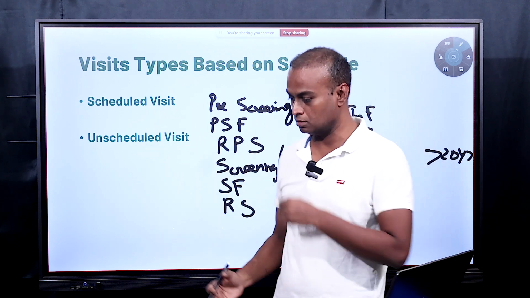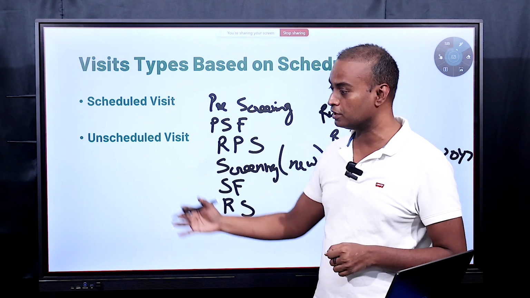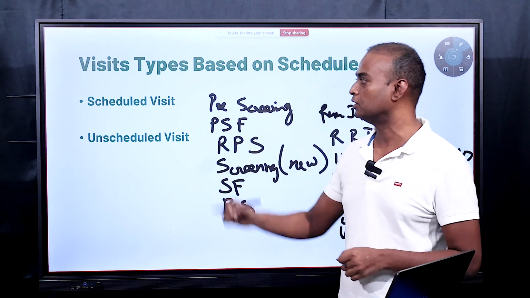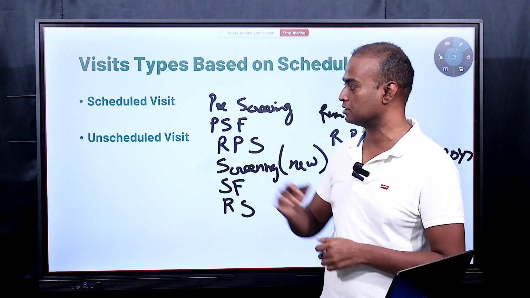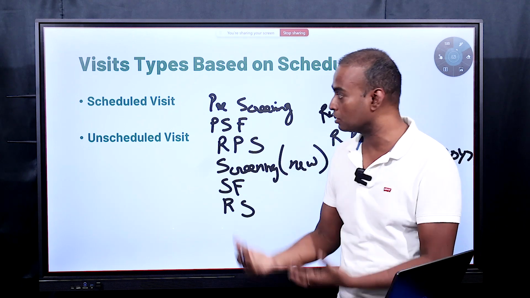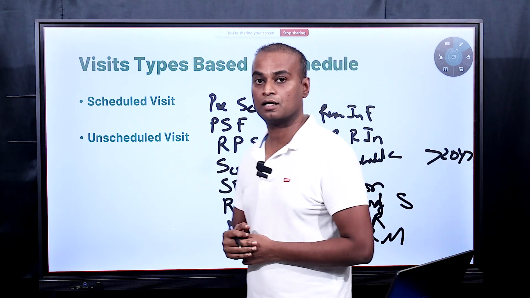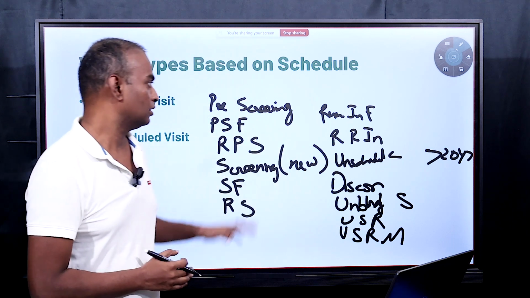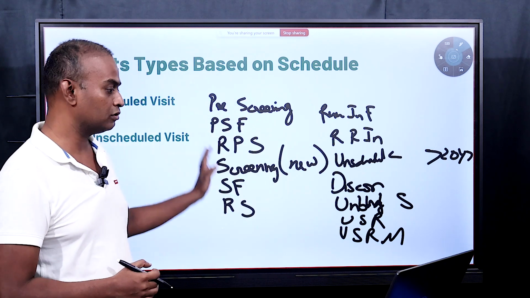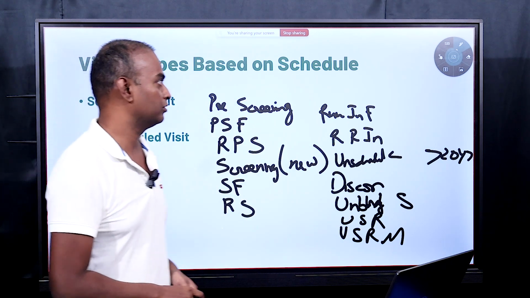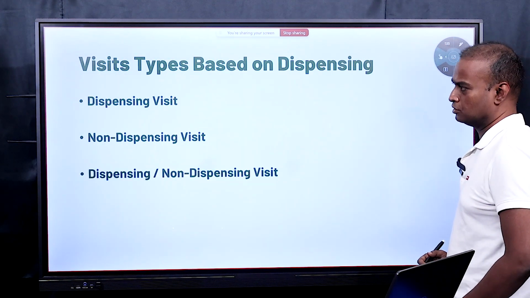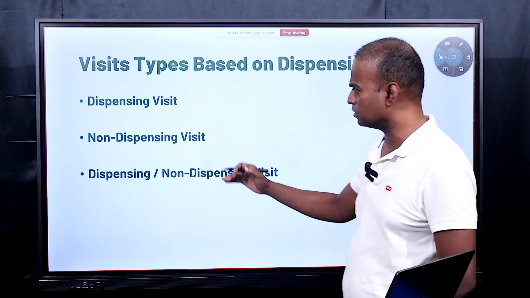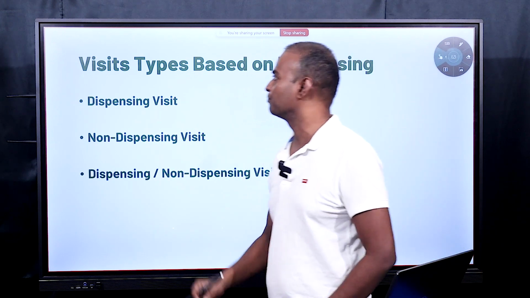But here we are considering scheduled visit and unscheduled visit from the system perspective. If the system gives the date, on this date you have to come, that is considered as scheduled visit. If the system cannot give the date, that is considered as unscheduled visit. But make the list separately, scheduled visit and unscheduled visit, so that it will be important for you. This next classification is also very important. It comes in each and every transaction.